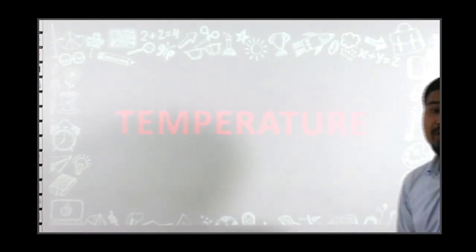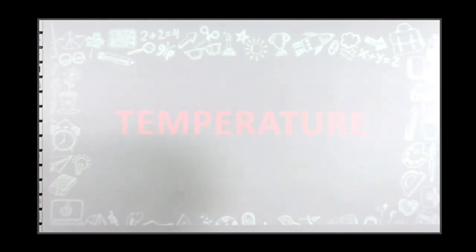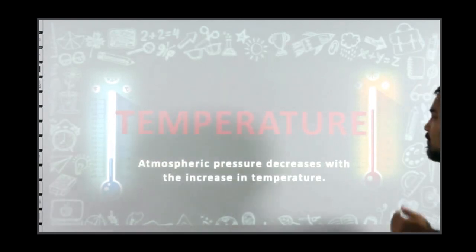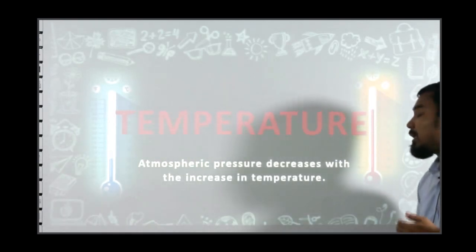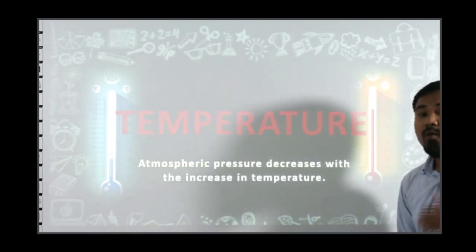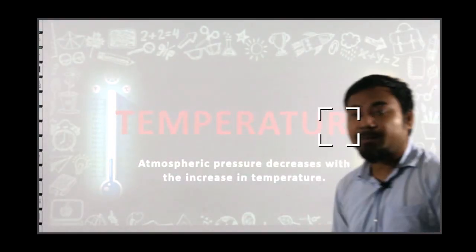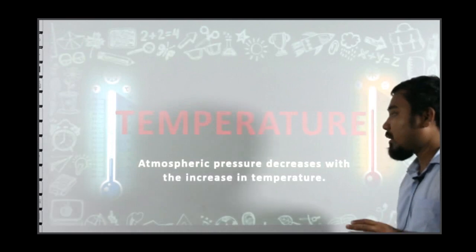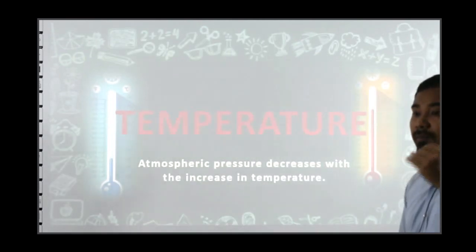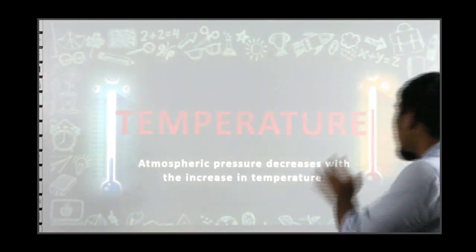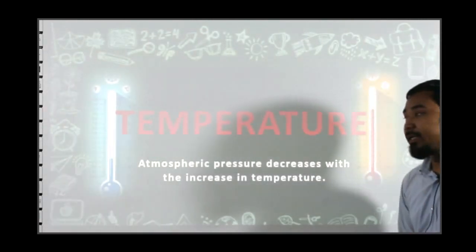It is your temperature. The next factor that affects the pressure is your temperature. What does it say here? Atmospheric pressure decreases with the increase in temperature. When there is an increase in temperature, what will decrease? Your atmospheric pressure will decrease. Means if it's cold, the pressure will increase. When it's hot, the pressure will decrease.